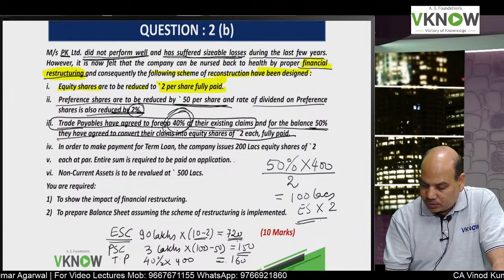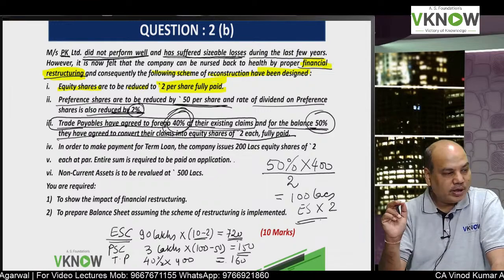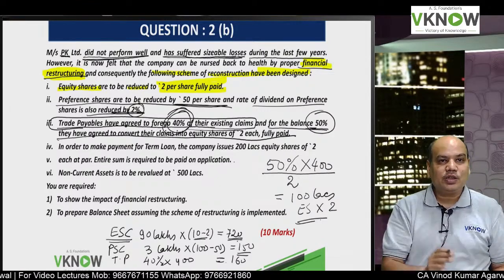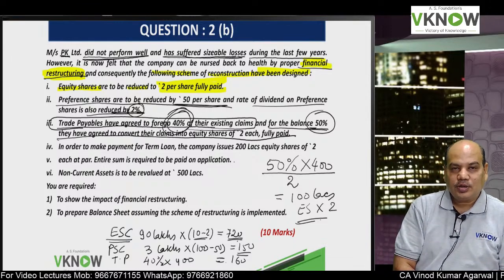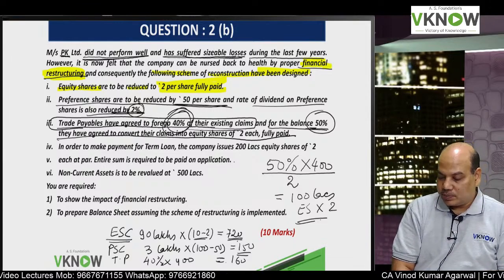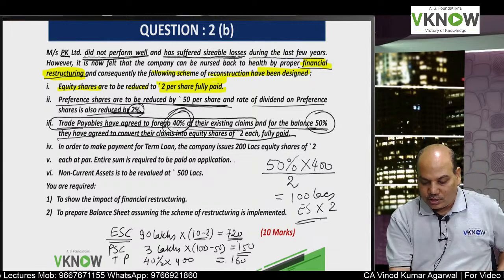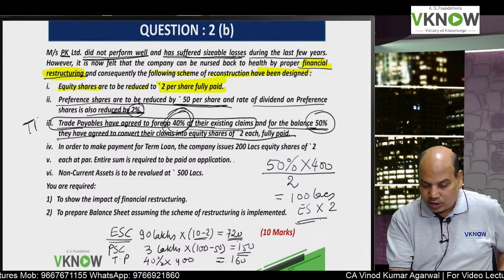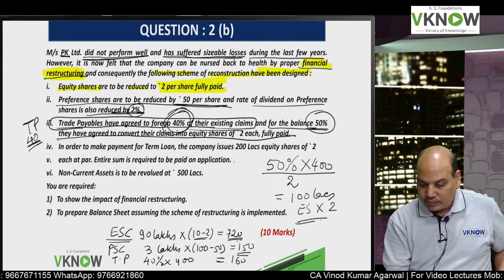So this is 40%, this is 50. Remaining 10% will still appear in the balance sheet. So in the balance sheet, trade payable will appear 10% of 400, 40 lakh.